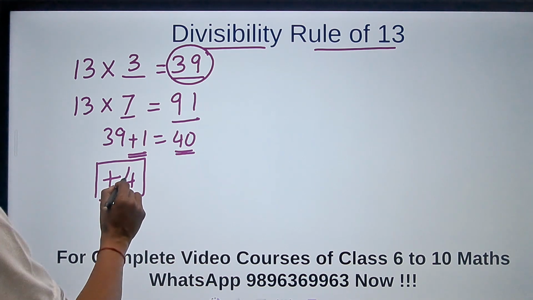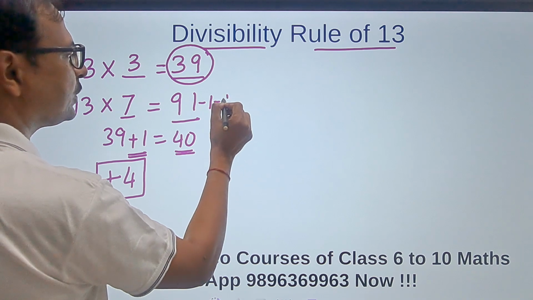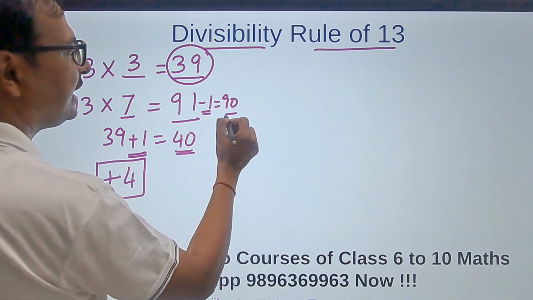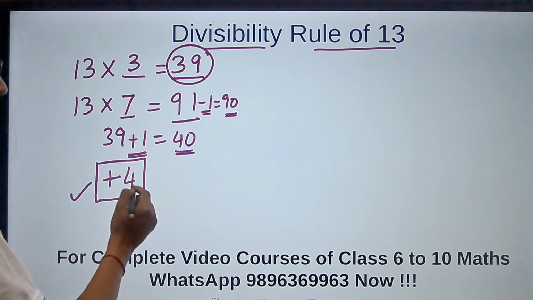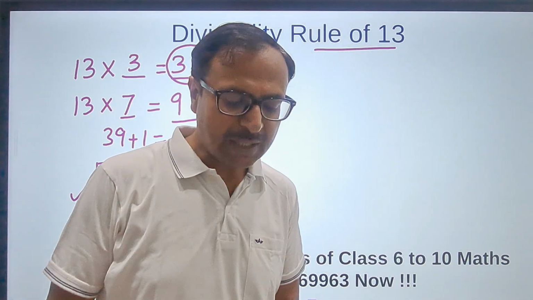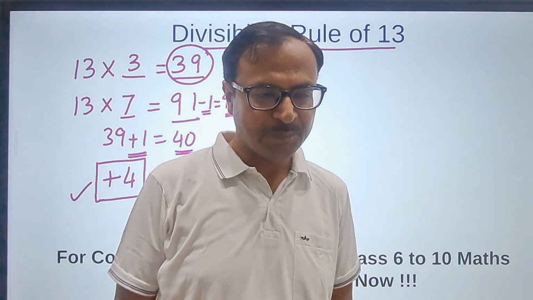So I'll be using this osculator. Otherwise you can do 91 minus 1, that gives you 90. So minus 9 can also be the osculator, but I'll be using the smaller one, plus 4. That will make my task a little bit easier and convenient.